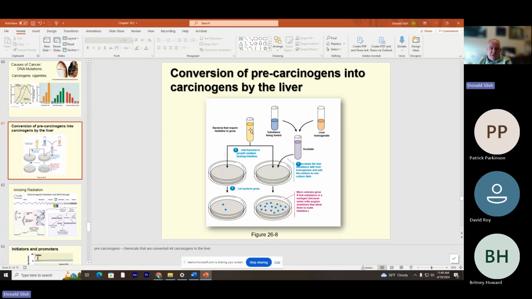So you put your substance on these bacteria, and some of them will mutate, but not many. You take that substance, incubate it with a liver homogenate, and let the cytochrome P450s work on it. Now add it to those bacteria, and quite a few mutations happen, so you get a lot more colonies. So the liver is actually activating this substance rather than inhibiting it. There are a lot of pre-carcinogens that can get converted by your liver into carcinogens, which is why I had my liver removed, because I don't want this to happen to me, so I don't have a liver.